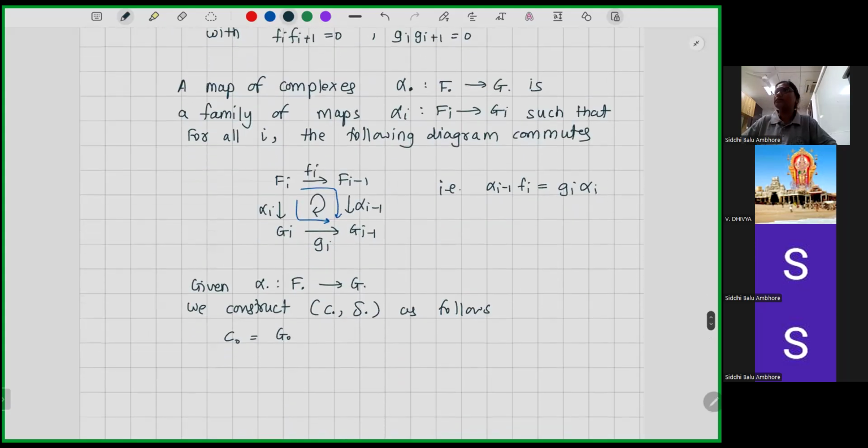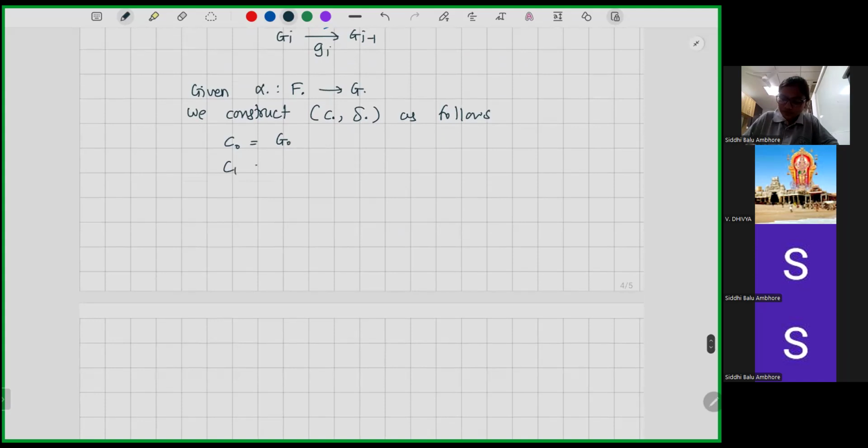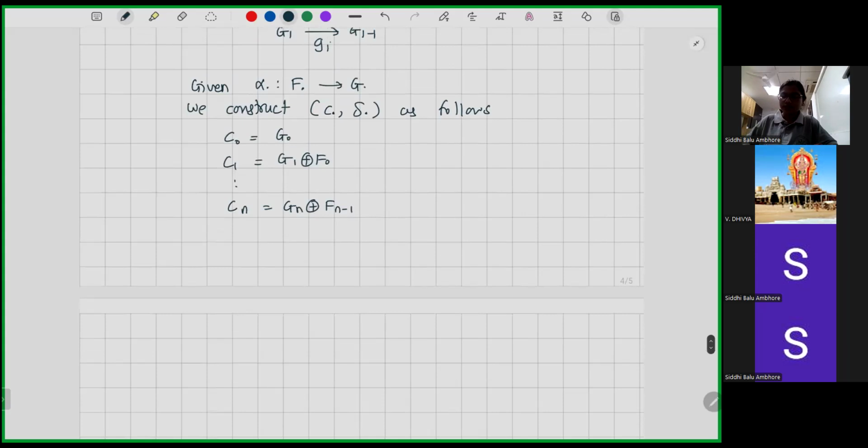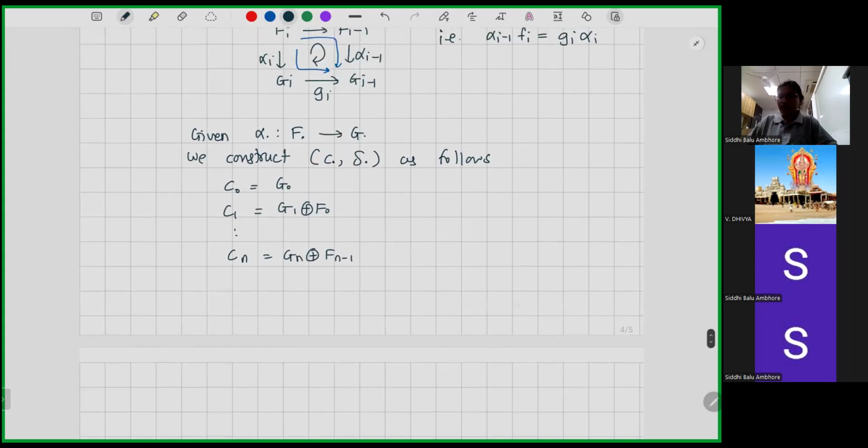Remember this diagram. And c1 is g1 plus f1. I mean, this construction is already there in the lecture. You can check that. And in general, it is gn composed with fn minus 1. Okay, so how is this map defined? I have these complexes, and the map delta i from ci to ci minus 1 is defined like this, gi 0.